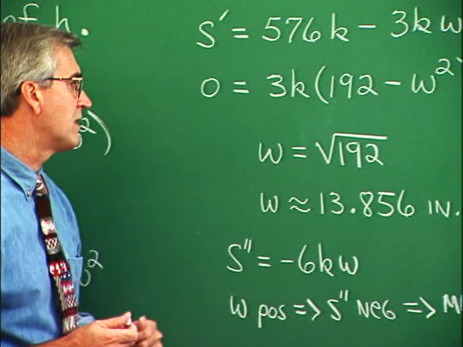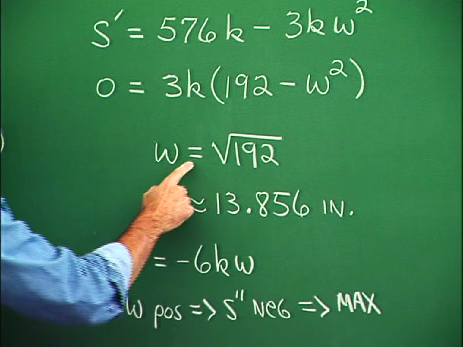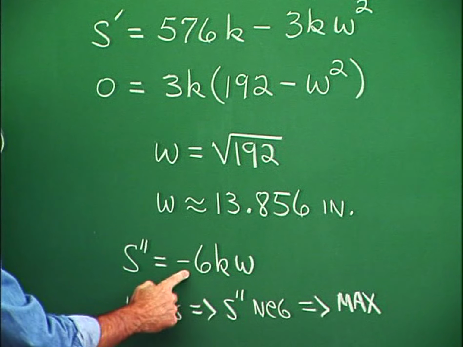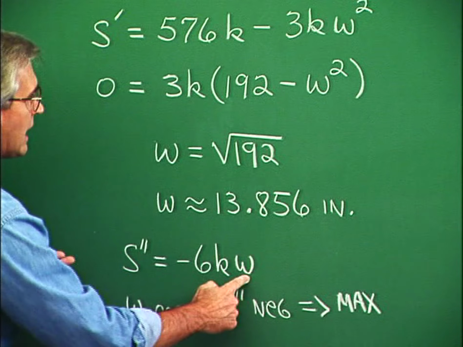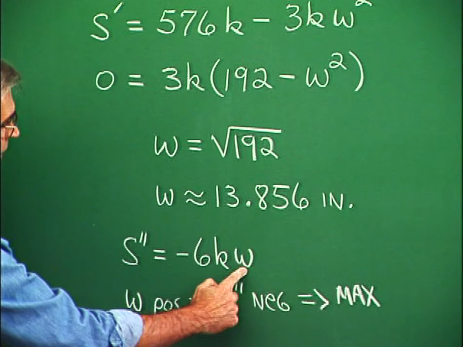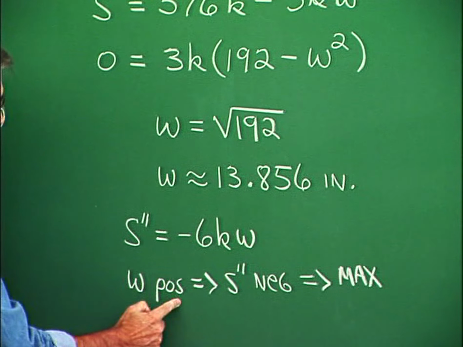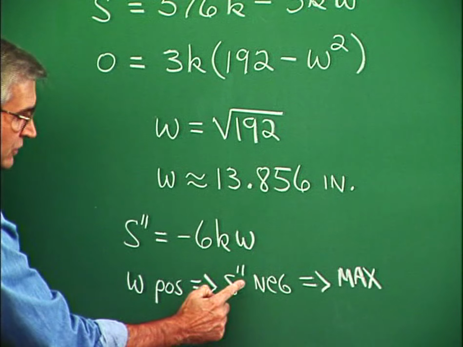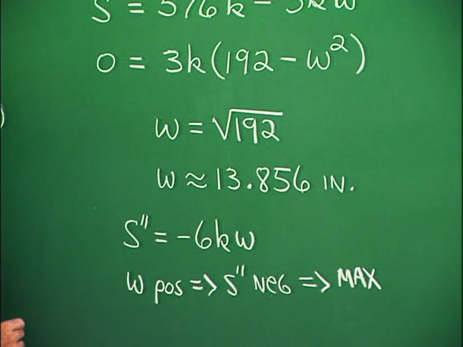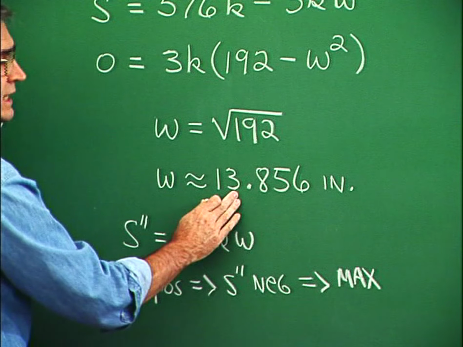Let's verify that this is indeed a maximum. We would think about s double prime, the second derivative of s, which is minus 6kw. And if we're using w as a positive value, putting it in place of w would make this value negative. So when w is positive, that implies that the second derivative is negative, and that implies that we are looking at a maximum.